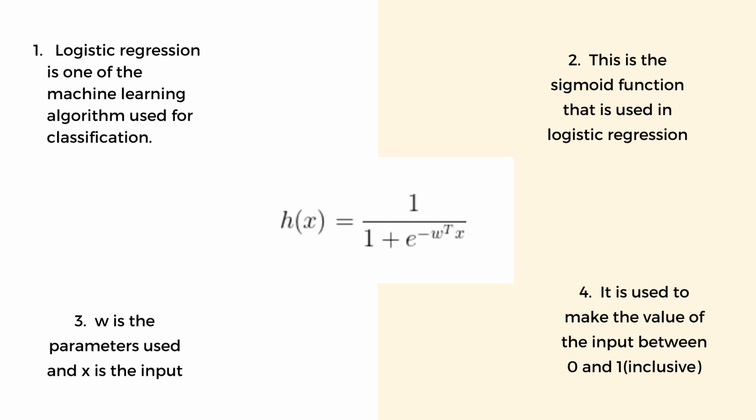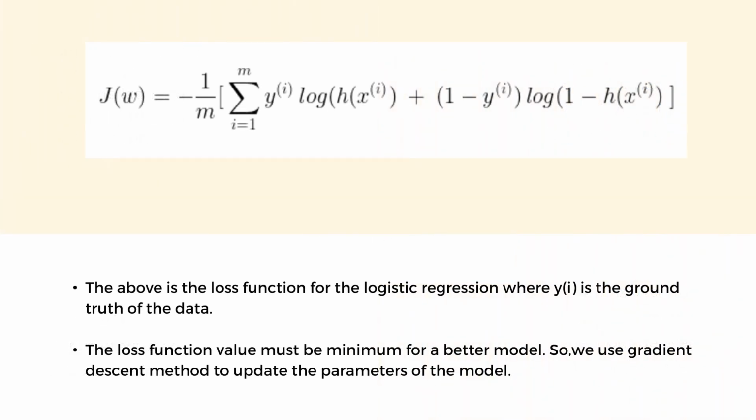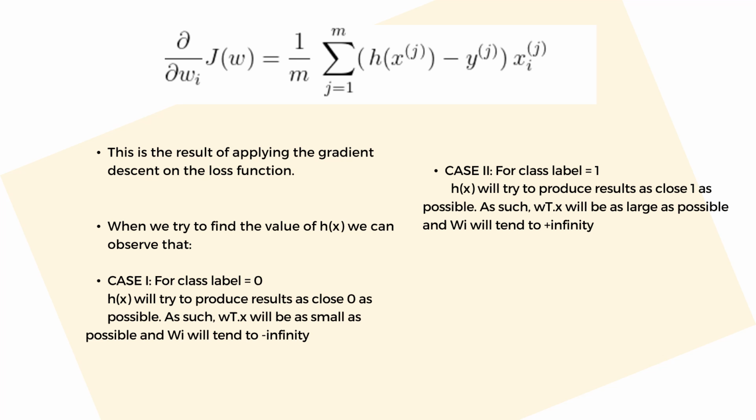Now, regularization helps you balance the trade-off between overfitting and underfitting by adjusting the coefficients. This is the loss function of logistic regression. The loss function must be minimum for the best model. So, we optimize the function to make the loss function minimum. Here we can arrive at two cases for the class label 0 or the class label 1. For class label 0, it will tend the w_i value to minus infinity, and for class label 1, it will tend the w_i value to plus infinity.